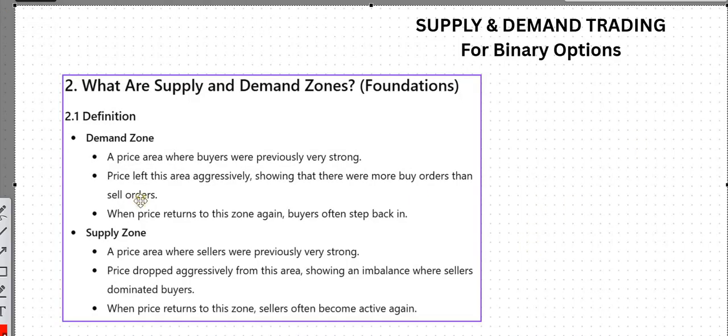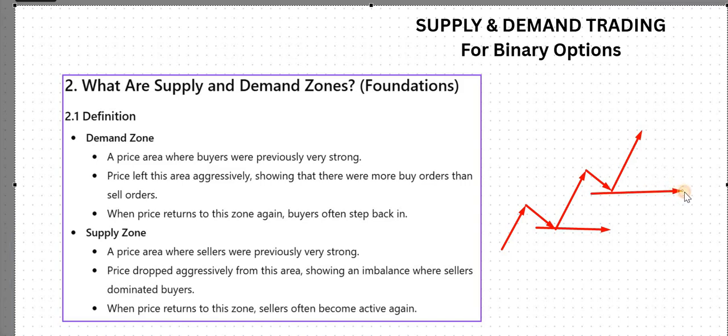For example, we have something like this. We have price going up like this, right? We have price going up. So we are at the demand. This is a demand zone, right? And this is a demand zone, right? Why? Because here price left aggressively. Here price left aggressively. So when it comes back down, it is more likely, because price left aggressively, to go up.